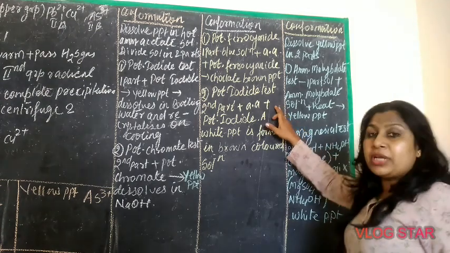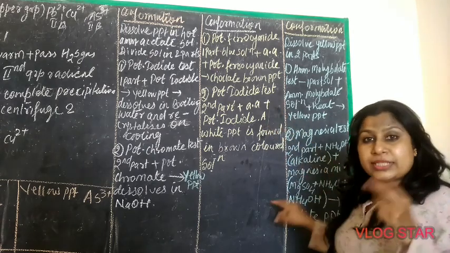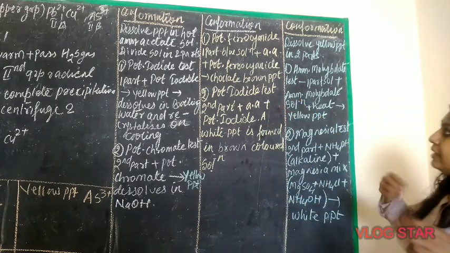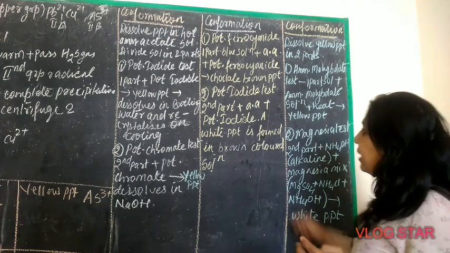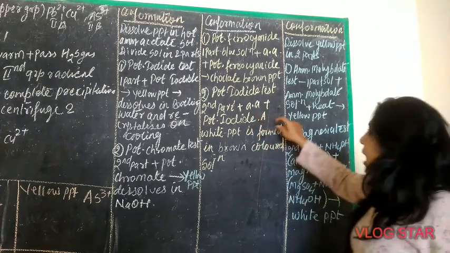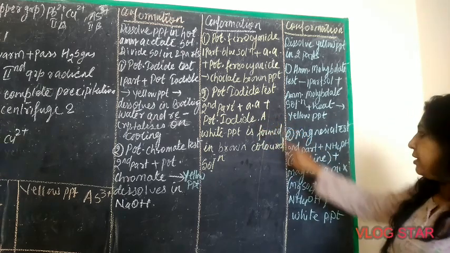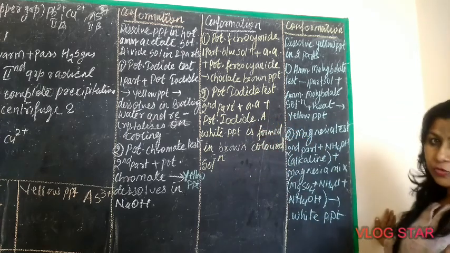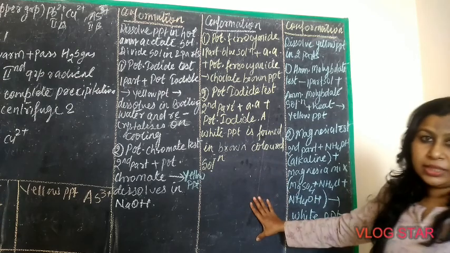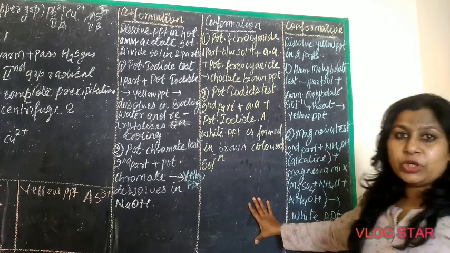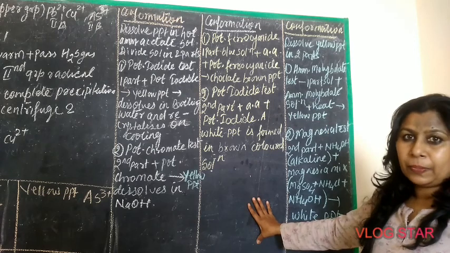Second test is potassium iodide test. To the second part, what we had taken, two parts of the blue solution we had taken, add acetic acid and then add potassium iodide. A white PPT is formed in brown colored solution. That means Cu2+ is confirmed.